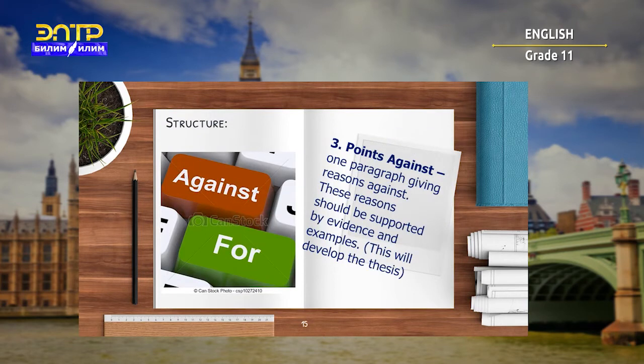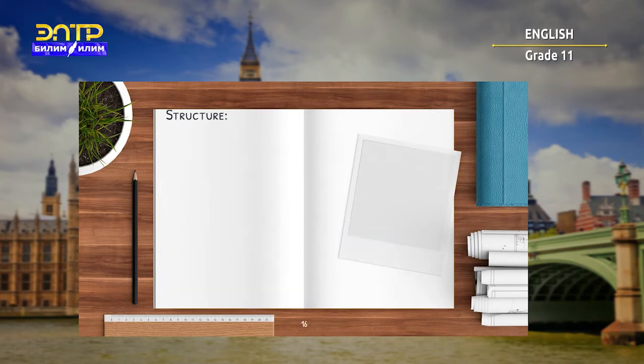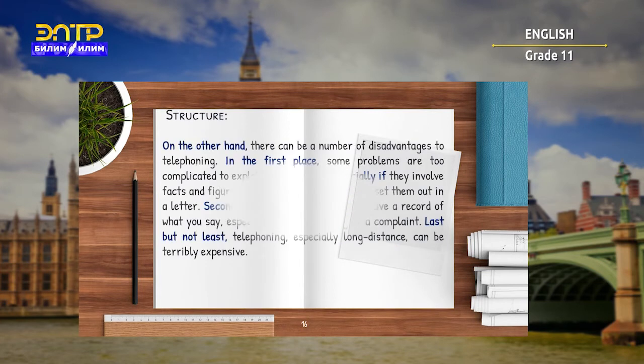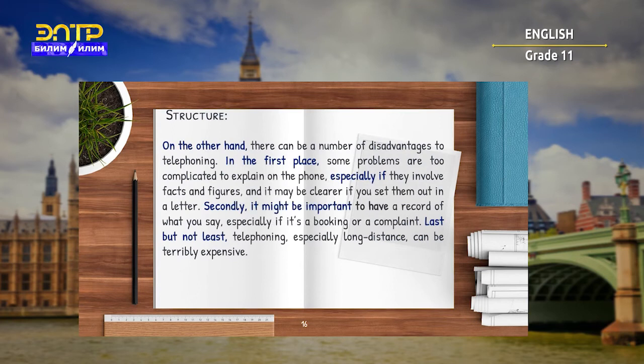Number 3. Points against. One paragraph giving reasons against. These reasons should be supported by evidence and examples. This will develop the thesis. Let's have a look at it. On the other hand, there can be a number of disadvantages to telephoning.